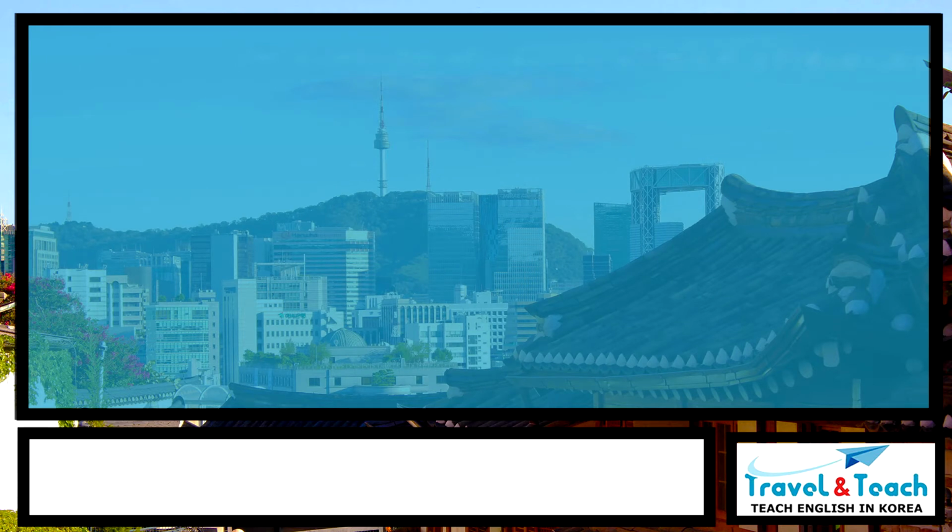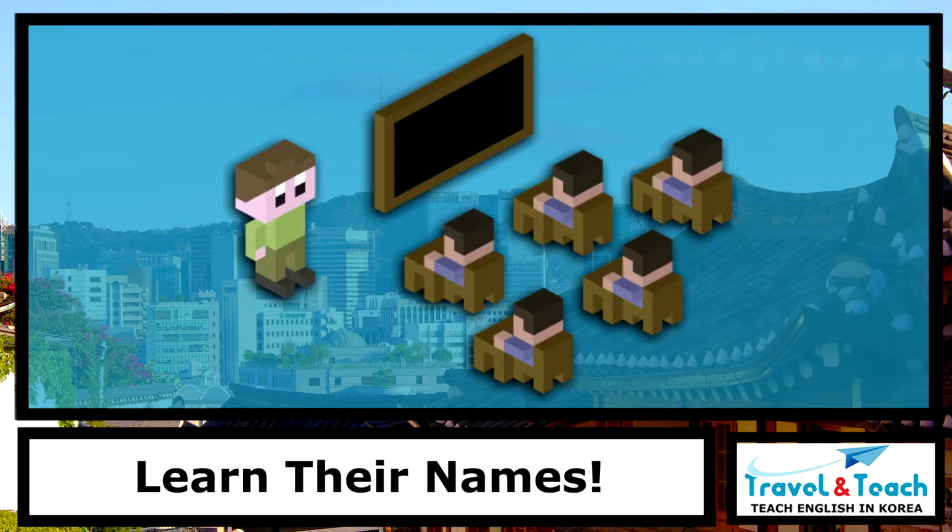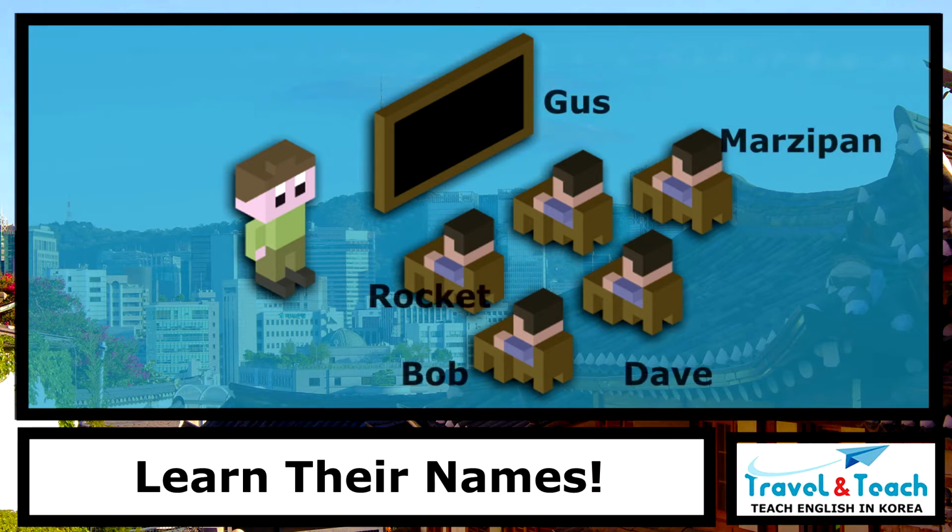Okay, the first tip is a pretty simple one. Learn the students' names. Now this seems obvious, but it can be a big task, especially if you have a lot of new students, big classes. However, I really found by learning the students' names and being able to call out each individual kid really helps the flow and organization of a classroom.